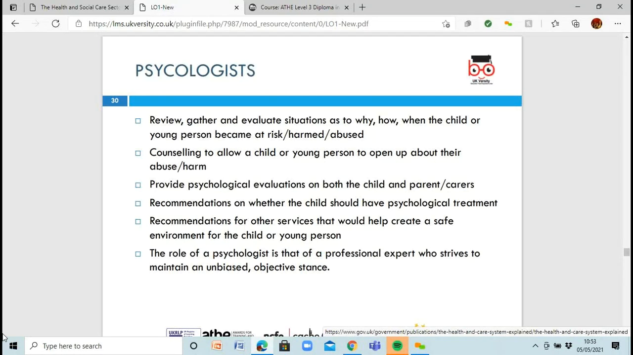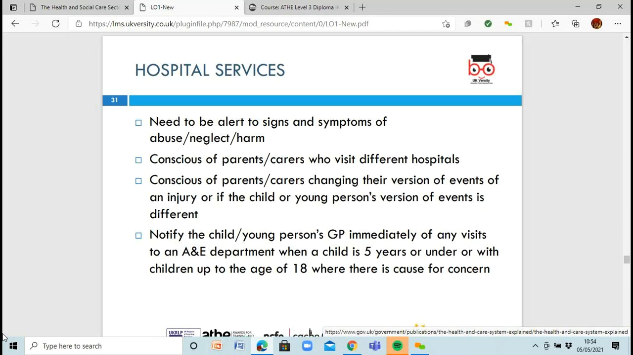Now, this little section here that we're just going to go through goes to 1.3. If you remember, we were looking at the roles and responsibilities of different people. So we've got psychologists here, we've got schools here, so just a few organizations. Psychologists counsel children, they provide evaluations, they provide recommendations. Hospital services are there if there's any signs or symptoms of abuse and neglect.